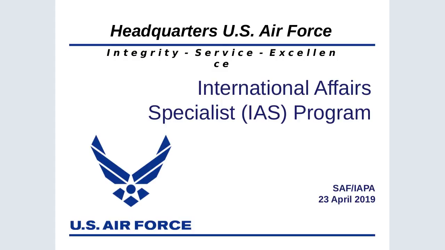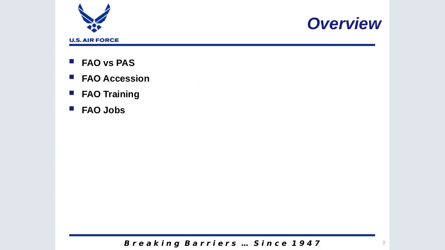And with that, let's get into what you all came to hear about today, which is how to become a FAO. Okay, next slide, please. So today we'll cover the difference between a FAO and a PAS, which stands for Political Military Affairs Strategist. We'll talk about the different ways you can become a FAO, as well as the training and job opportunities. Next slide.